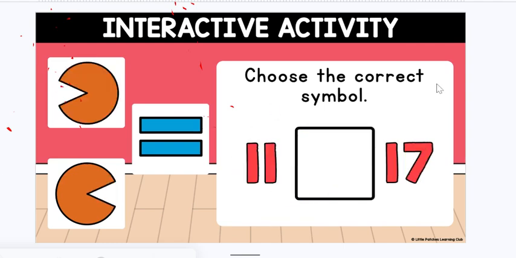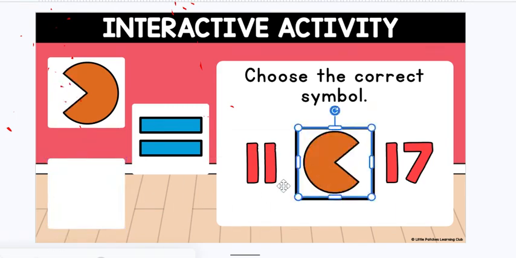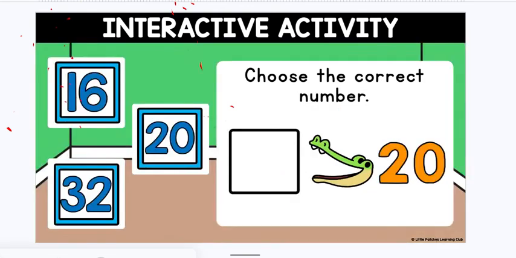What about this one? Choose the correct symbol. How does 11 compare to 17? Is it greater than, equal to, or less than? It is less than. 11 is less than 17 because the alligator or the Pac-Man is eating the bigger number and it's pointing to the smaller number. Okay? Let's keep going. Ooh, they have an alligator here.